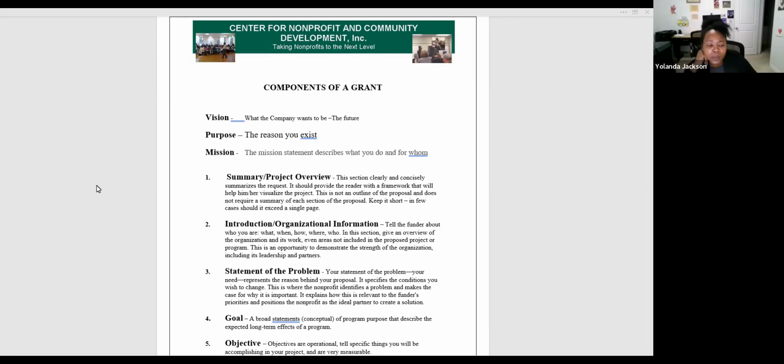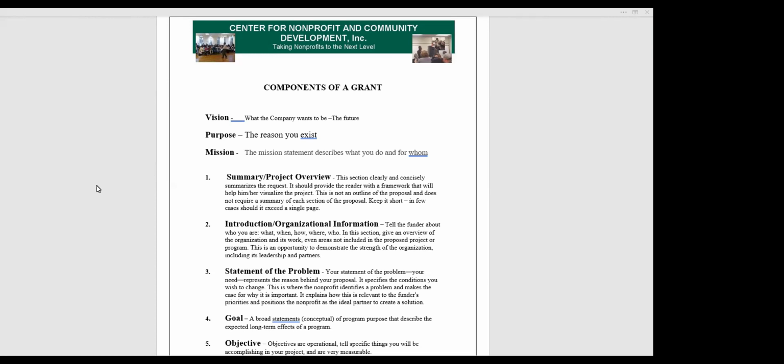Your statement of the problem, your need, represents the reason behind your proposal. It specifies the conditions you wish to change. This is where the nonprofit identifies a problem and makes a case for why it's important. It explains how this is relevant to the funder's priorities and positions the nonprofit as the ideal partner to create a solution. If you cannot articulate a problem, you will not get the money.